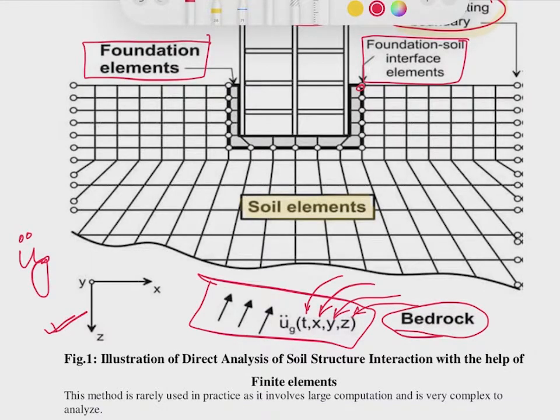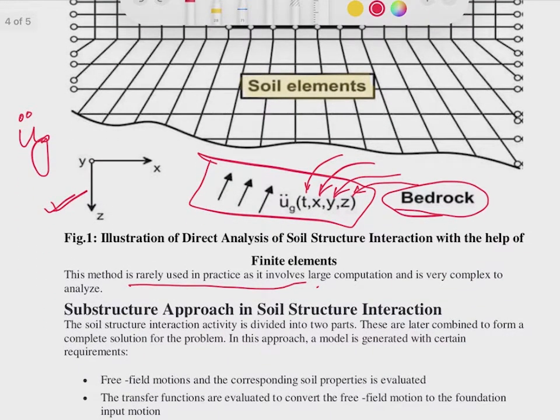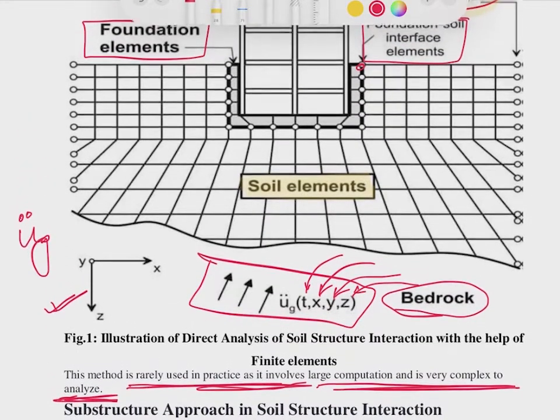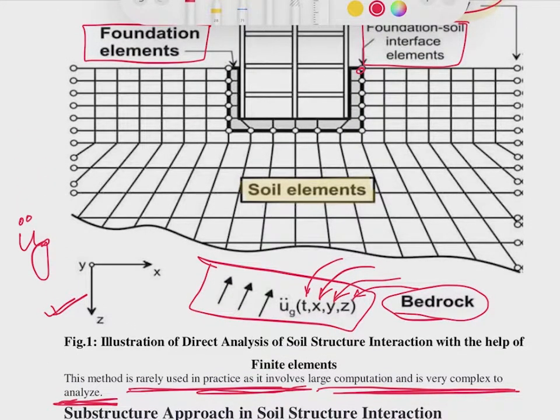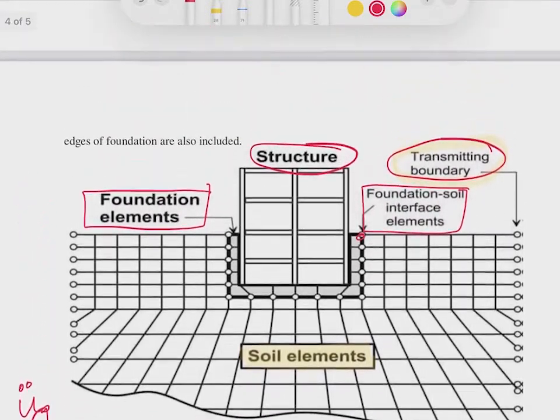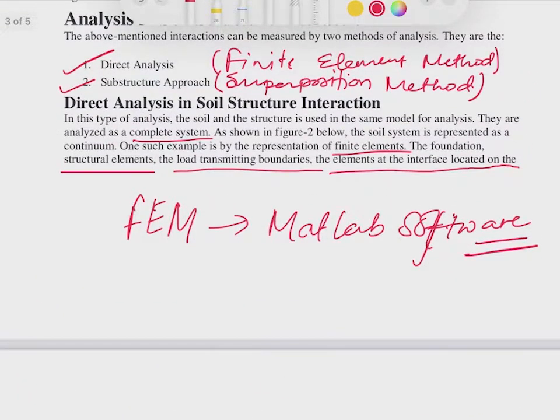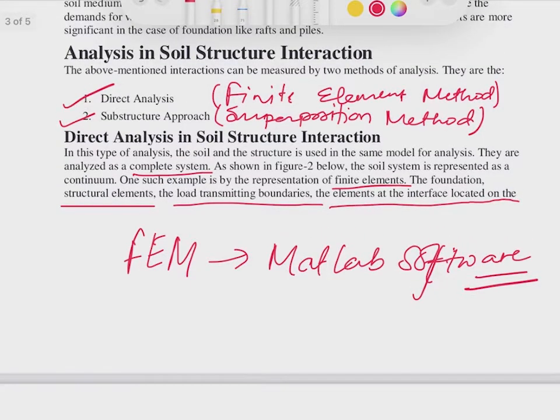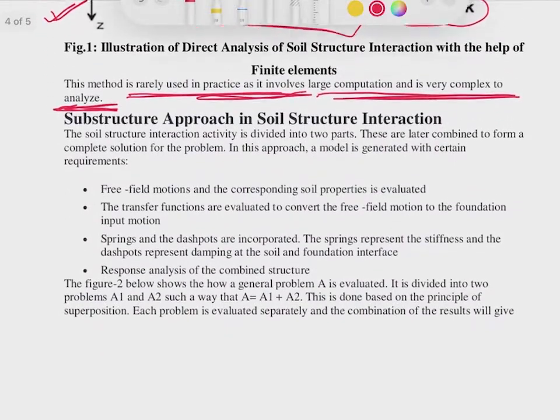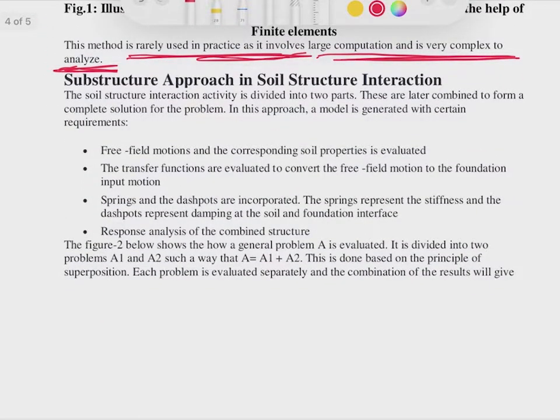This method is rarely used in practice as it involves large computation and is very complex. As we have said, it is very complex to analyze, and it can basically be done with the help of advanced software or programming or coding. We can do this, but it's complex. The direct approach is really complex in analyzing SSI.